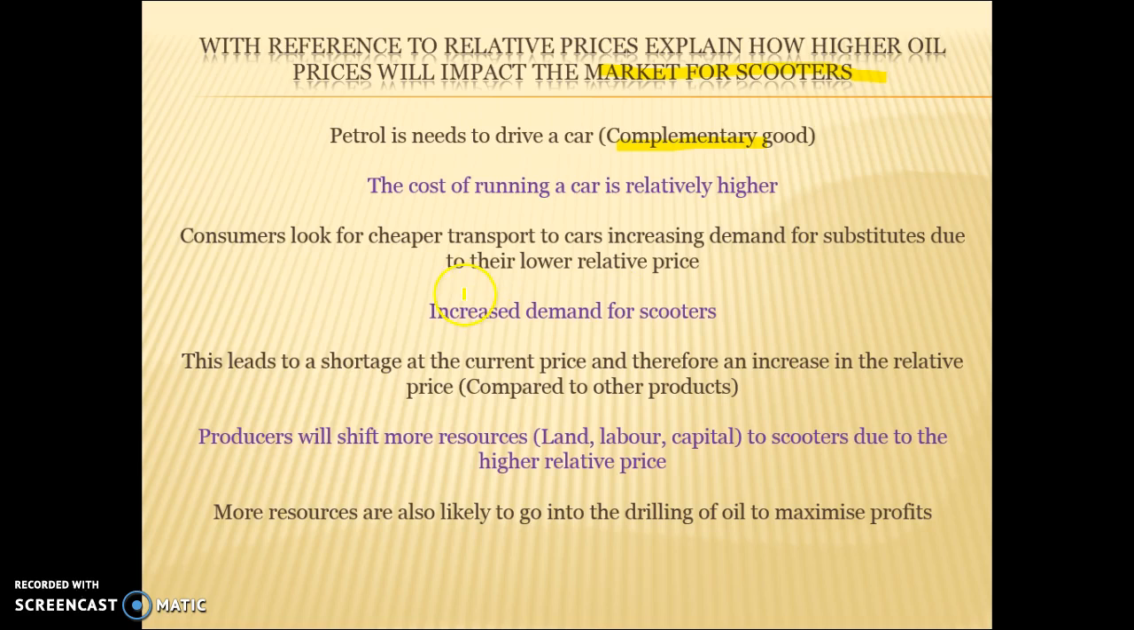This will increase the demand for scooters. This leads to a shortage in the market for scooters, and therefore an increase in the relative price compared to other products. And then you're linking it to that resource allocation. Producers will shift more resources into the production of scooters due to the higher relative price and therefore the higher profits. More resources are also likely going into the drilling of oil potentially, because it's now more profitable because it's more expensive. But overall in the market for transport, more resources will be going into scooters.